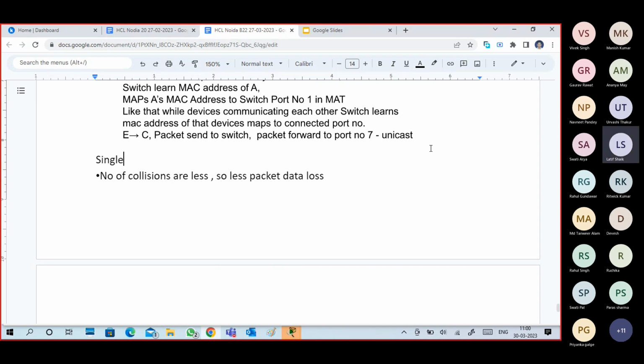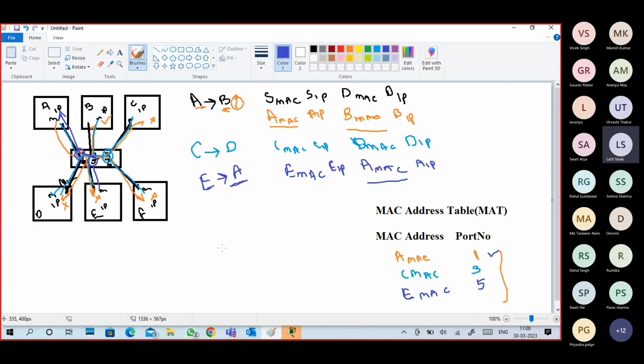A switch, we call it a single broadcast domain. This is also a single broadcast domain, and a multi-collision domain. Normally, when people read this, they ask, sir, single broadcast, multi-collision means a lot of collisions? No, guys. Collisions happen port-wise. The collisions may occur at a port.